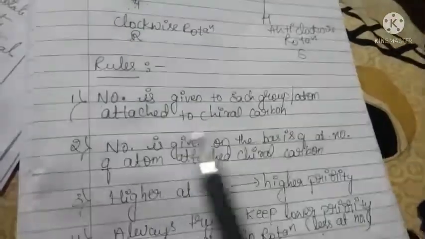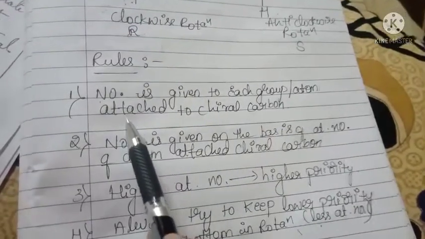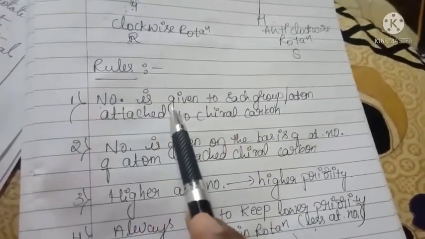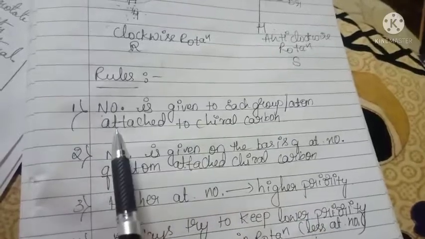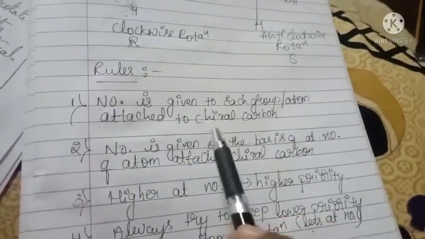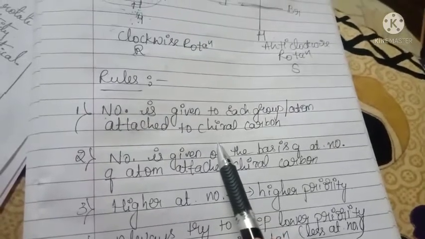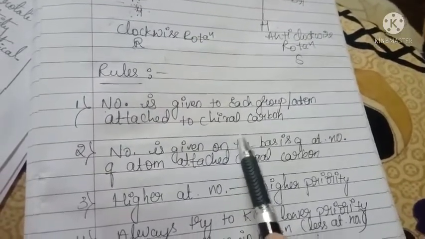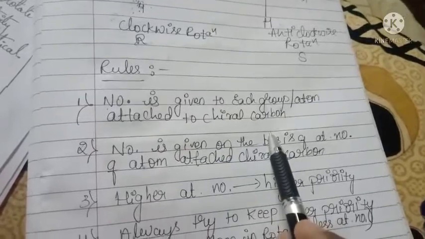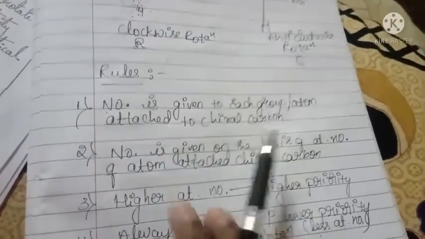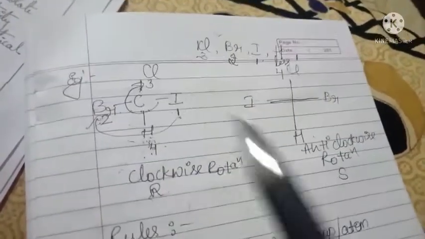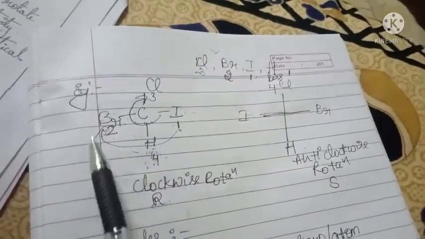There are some rules for the R and S rotation. First, a number is given to each group or atom attached to the chiral carbon. In that, we know the carbon atom should be chiral. Chiral means 4 different atoms should be bonded with a carbon. That atom should have a number. Here I am giving 1, 2, 3, 4.